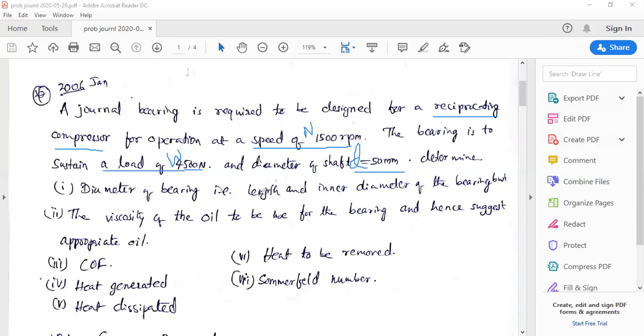Determine the diameter of the bearing, that is nothing but the length of the bearing, and then the viscosity of the oil to be used for the bearing, and suggest an appropriate oil. That is the second one. Third one, coefficient of friction. Then fourth, we have to calculate heat generated. Fifth, we have to calculate heat dissipated, heat to be removed, and then Sommerfeld number. So these are the things which are to be carried out. That is nothing but we have to design the bearing by considering all the steps used in the general design procedure. Now we have to proceed with the actual procedure.